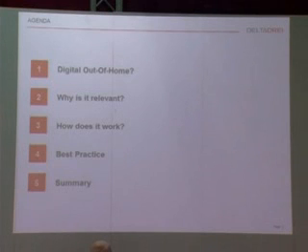Okay, so starting right away, digital out of home. I think it's a very important topic. I heard that we have also some media students today attending this session. I think it's an area that could be of interest for you as well, but also for telecoms and IT operators. Okay, digital out of home, what is it about?